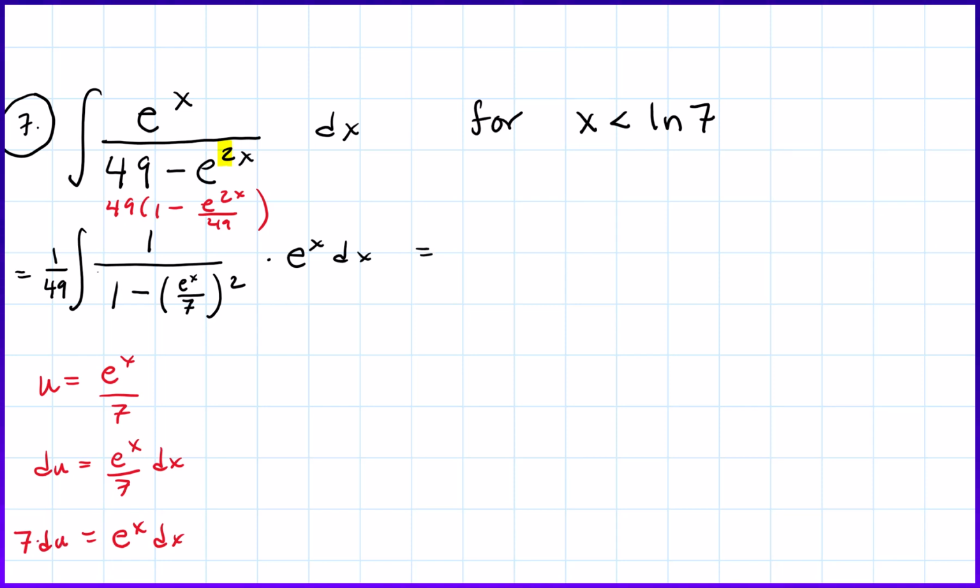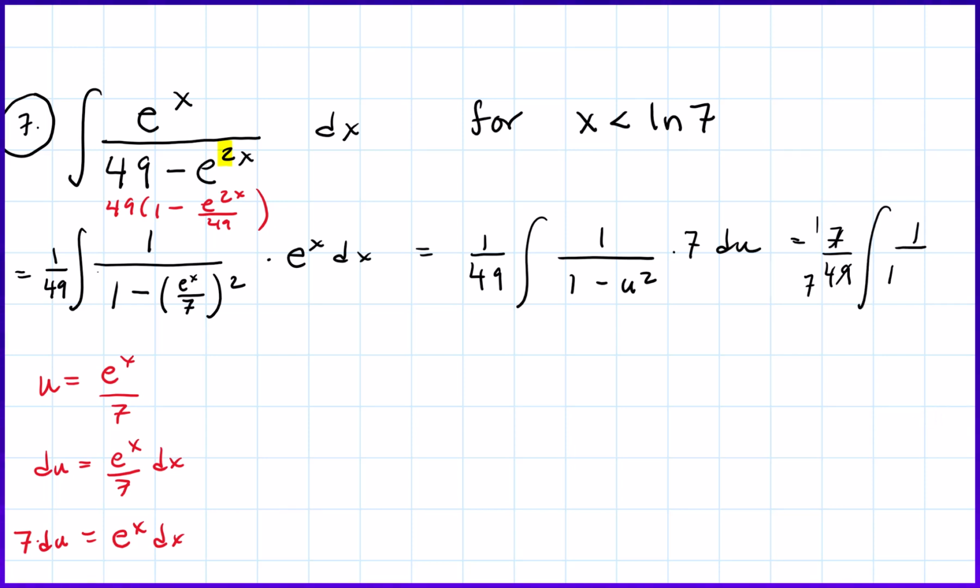And now look at this. I can make those substitutions. I still have that constant 1 over 49 out in front. I end up with 1 over 1 minus u squared. The e to the x dx gets replaced with a 7 du. The 7 can be factored out to the front, and so we end up with 7 over 49, which is going to reduce to 1/7, integral of 1 over 1 minus u squared du. And so that becomes just 1 over 7 inverse hyperbolic tangent of u plus c.